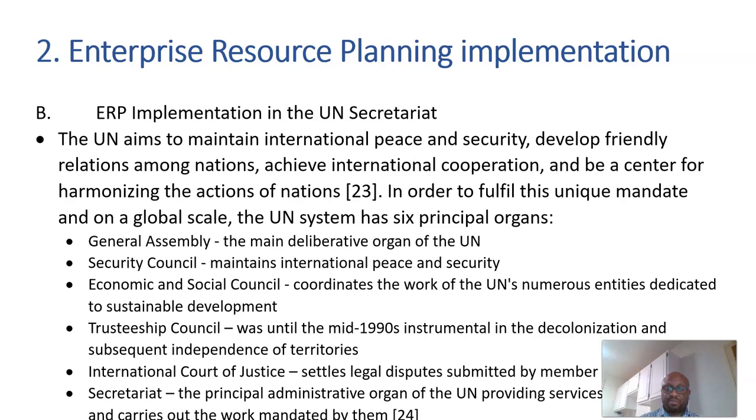To provide some context, the UN in general aims to maintain international peace and security, develop friendly relations amongst nations, achieve international cooperation, and harmonize actions between nations. In order to do this, there are 6 principal organs: the General Assembly, which is the main deliberative organ, where all members of the UN have an equal say. I'll speak about the General Assembly shortly. The Security Council, which has a few of those members on a permanent basis and others temporary. The Economic and Social Council, which coordinates the work of UN entities dedicated to sustainable development. The Trusteeship Council, the International Court of Justice, as well as the Secretariat, which we will speak about in a lot more detail. This is the principal administrative organ of the UN, providing services to other organs and carrying out the work mandated by them.